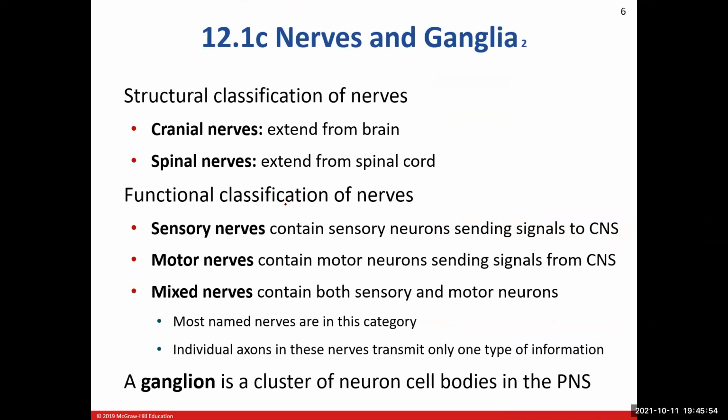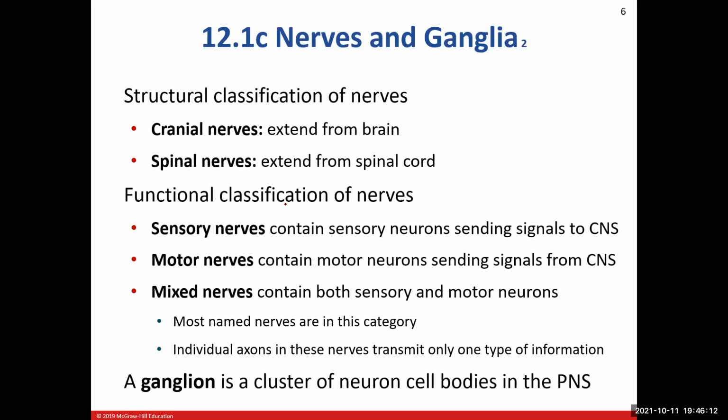A quick review on classification of our nerves and ganglia. Keep in mind, anatomically, if a nerve comes off the brain, it's a cranial nerve. If it comes off the spinal cord, it is a spinal nerve. That means cranial nerves and spinal nerves are both peripheral nerves.